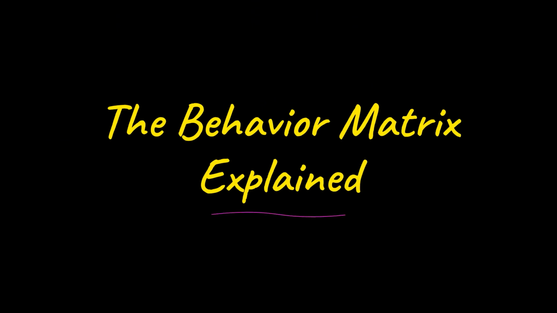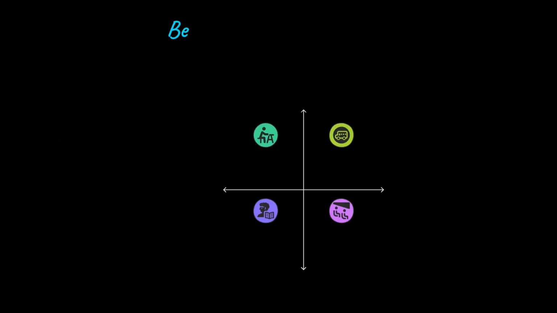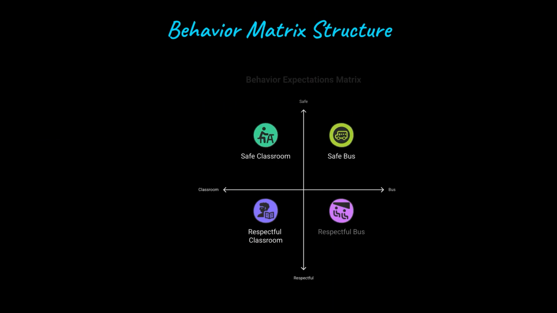A behavior matrix is one of the foundational tools of positive behavioral interventions and supports. It solves a problem that trips up even well-meaning schools. Abstract expectations leave students guessing about what good behavior actually looks like in each place they spend time. The matrix puts expectations on one axis and settings on the other. Every cell names the specific behavior students should show in that place. So respectful in the hallway means walking quietly and keeping hands to yourself, not just a vague instruction to behave.